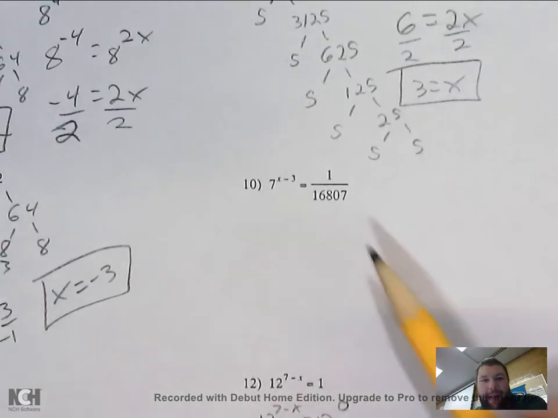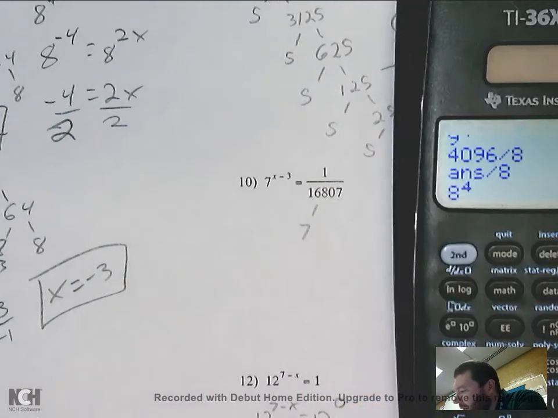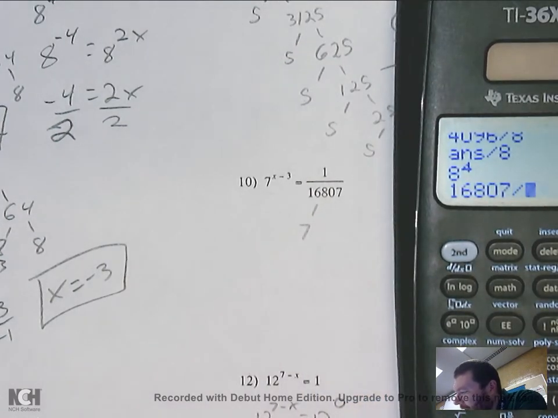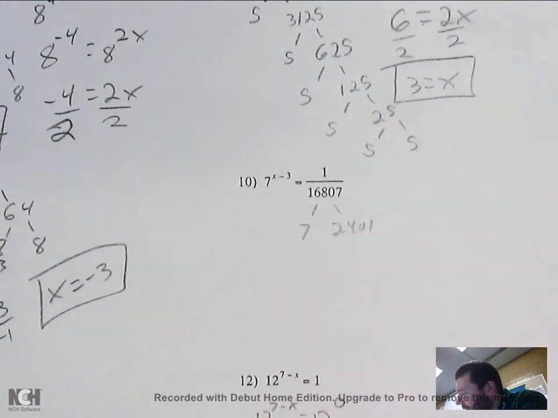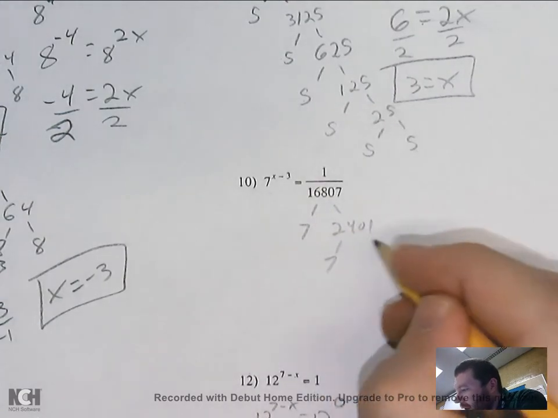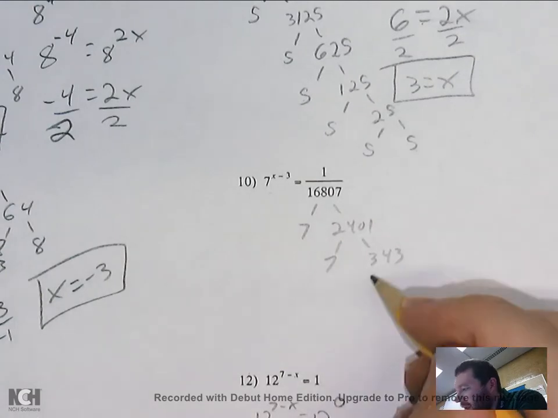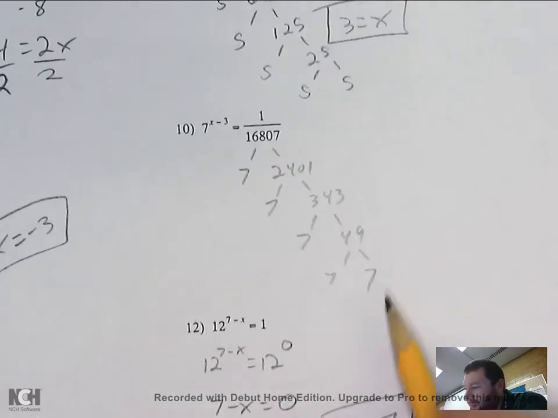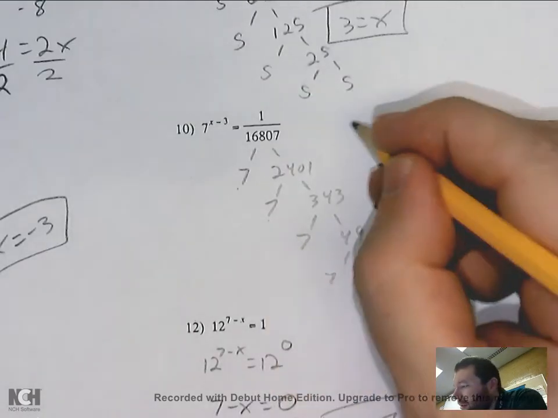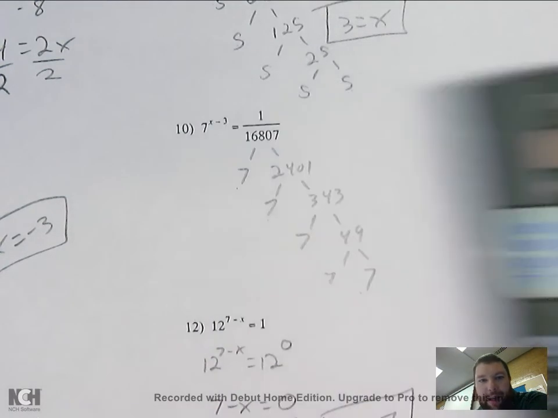Okay. Let's do another one. Let's look at this one. This one we're trying to get to a base of 7. So I'm going to divide by 7. 16,807 divided by 7 is 2,401. Divide by 7 is 343. Divide by 7 is 49. Divided by 7 is 7. So that is 1, 2, 3, 4, 5 sevens. So again, just to double check, 7 to the 5th is 16,807.